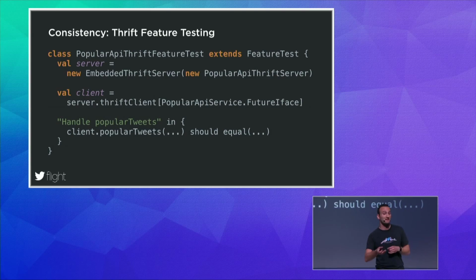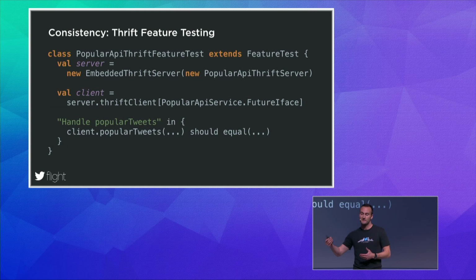Consistency also applies to feature testing. So on screen, you can see how we feature test a Thrift server. Again, very similar. We now have an embedded Thrift server instead of an embedded HTTP server, but otherwise the same look and feel.